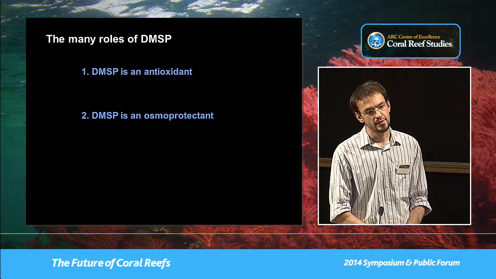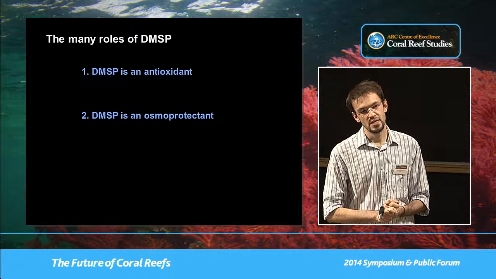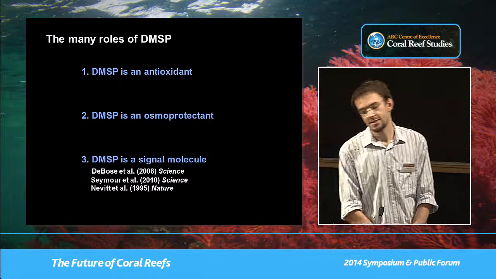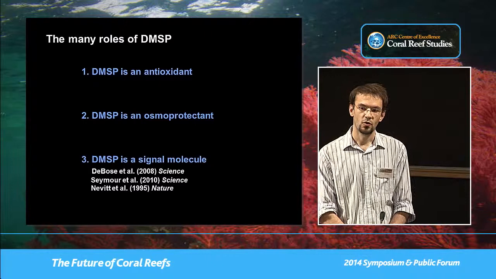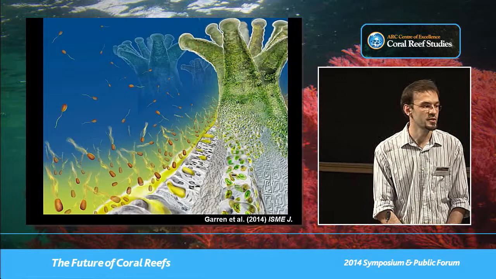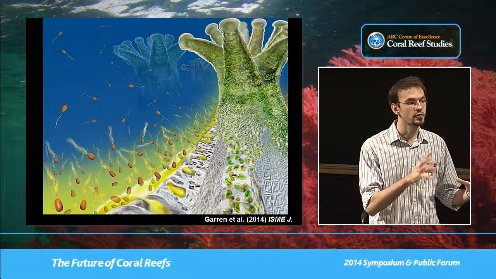DMSP is also an osmoprotectant, and it might be very useful to produce DMSP during salinity stress, for example, to cope with the difference in osmotic pressure during salinity stress. And finally, DMSP is a very potent signal molecule in the marine environment. It attracts a whole range of organisms, from bacteria to reef fishes to seabirds. And we've shown recently that some species of bacteria are very strongly attracted to coral mucus. And we were able to find which compound in the coral mucus was attracting these bacteria. And of course, it was the DMSP.